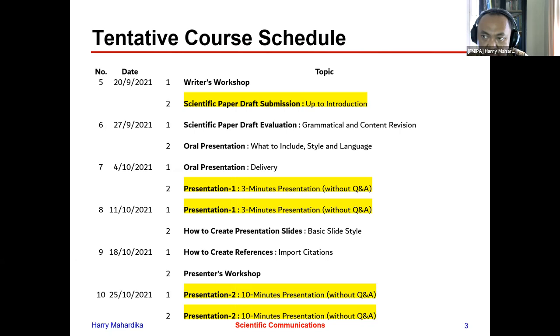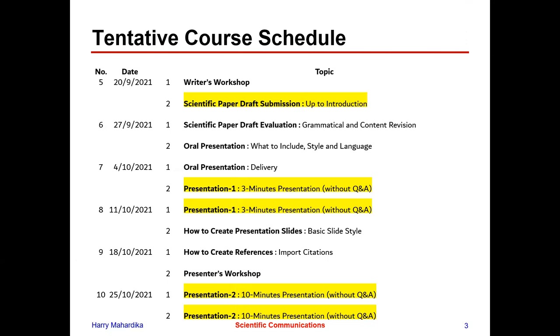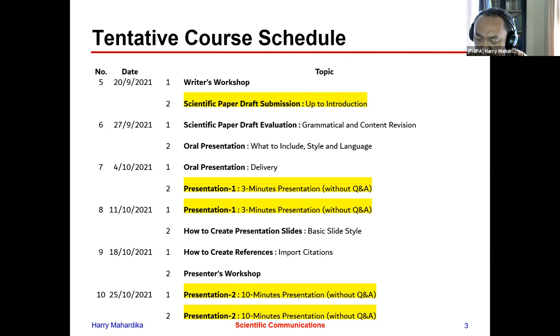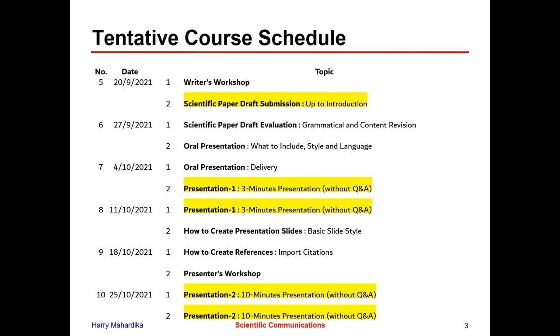Yes, sir. It's about acceleration analysis using past earthquake data. Okay, so this is your proposed final project with Pak Gunawan, I guess. Yes, sir, with Pak Gunawan. Acceleration for earthquakes using earthquake data. Okay.